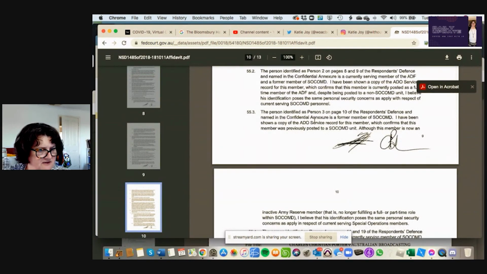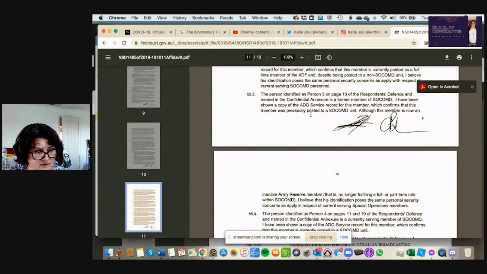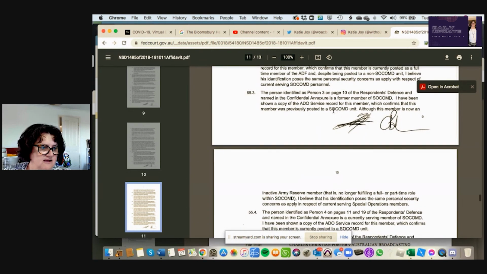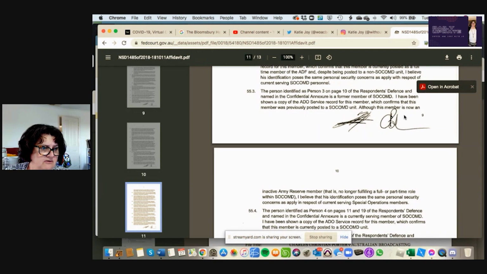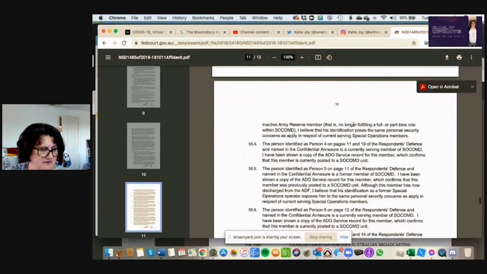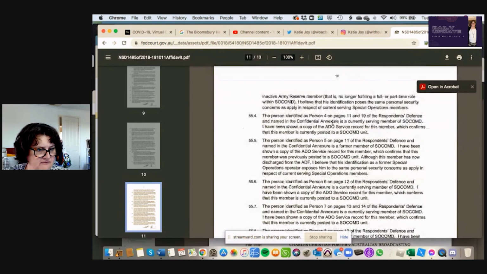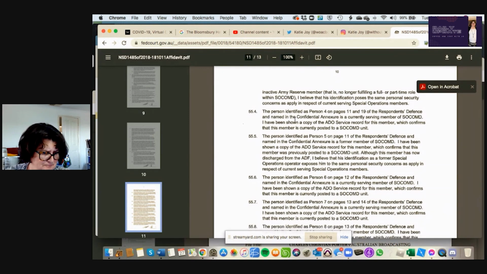The person identified as Person 3 on page 10 of the respondent's defence and named in the confidential annexure is a former member of the SOCOMD. I have been shown a copy of the service record for this member, which confirms that this member was previously posted to a SOCOMD unit, although this member is now an active Army Reserve member that is no longer fulfilling a full-time or part-time role within SOCOMD. I believe that his identification poses the same personal security risks.